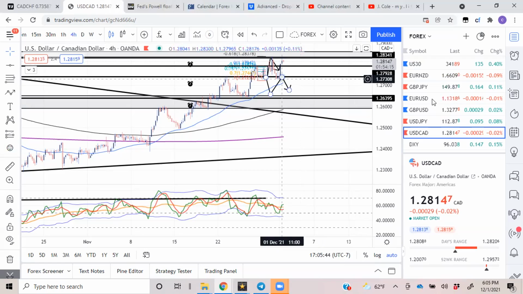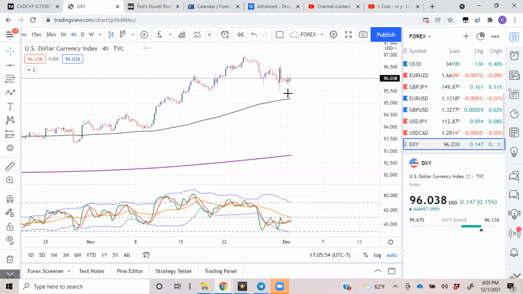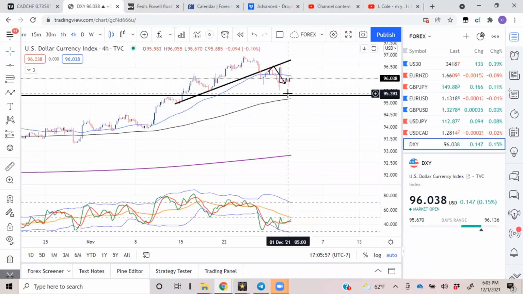That was my setup for USD CAD though. So what we are waiting on now is for some more news to come out and give us the direction that these trades want to go in.